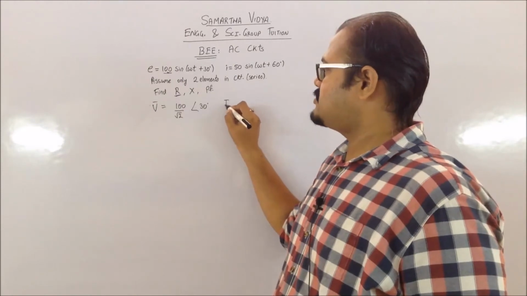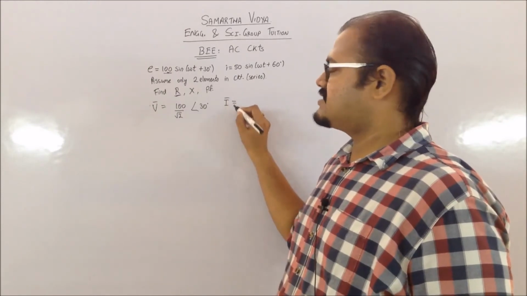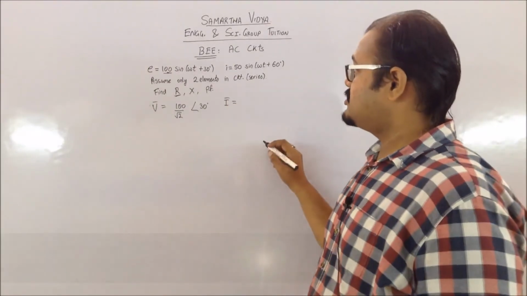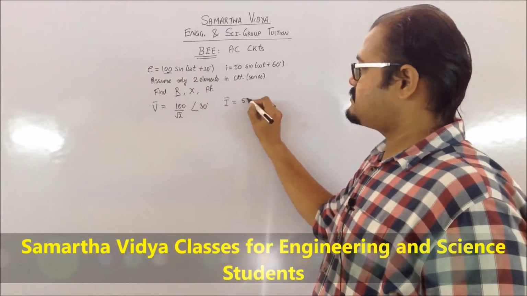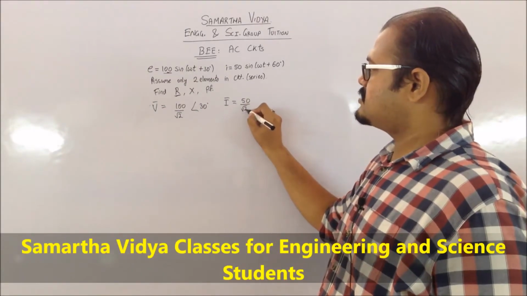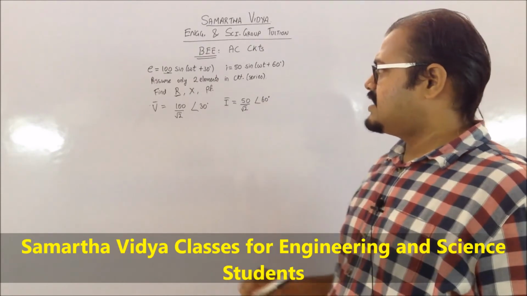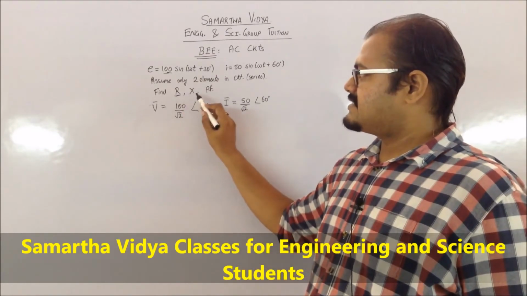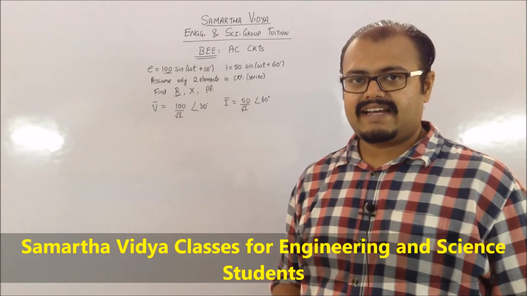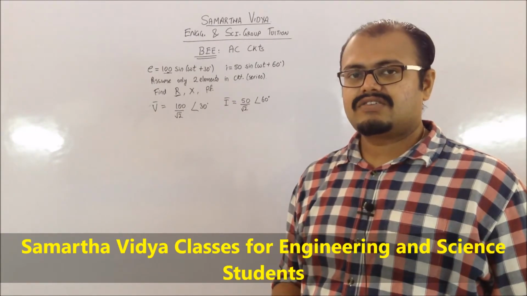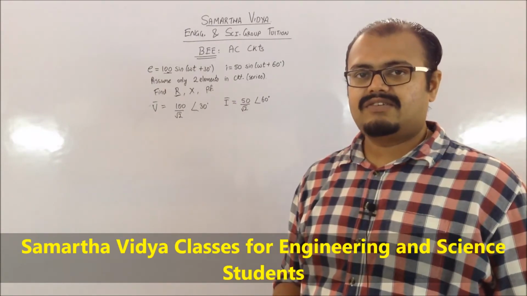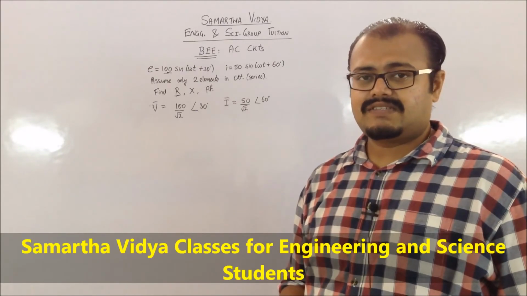In the same manner, you will be representing your phasor for your current, which is going to be equal to 50 by root 2, and the angle given is 60 degrees. Now we have to find the resistance, the reactance, and the power factor. So for that, first of all, we need to find the impedance of the circuit.